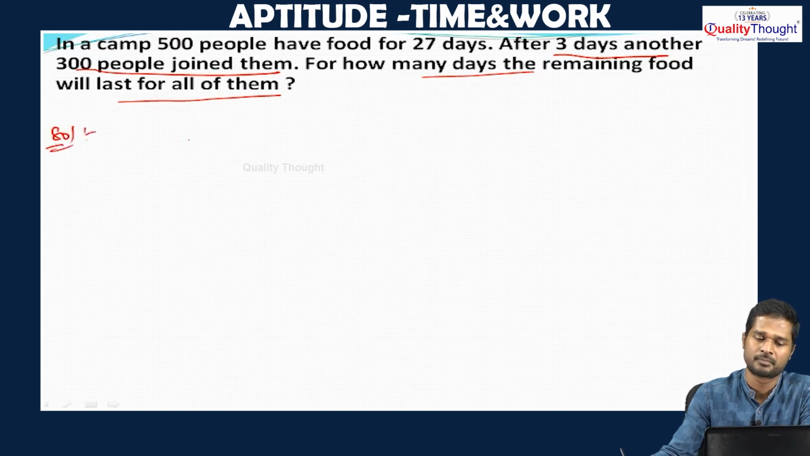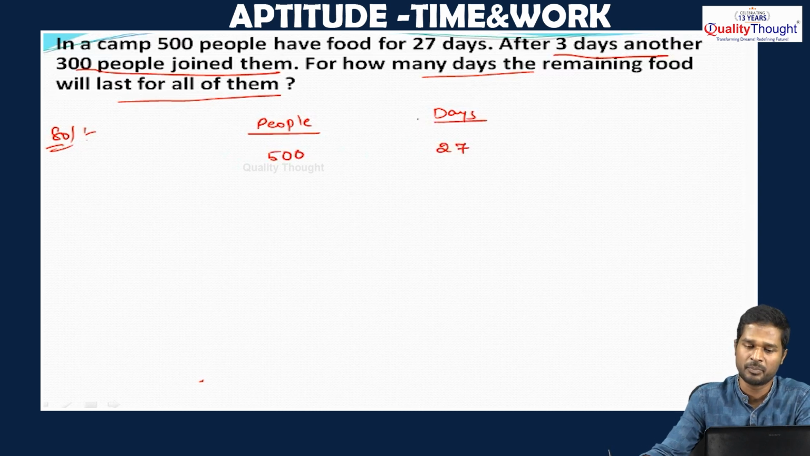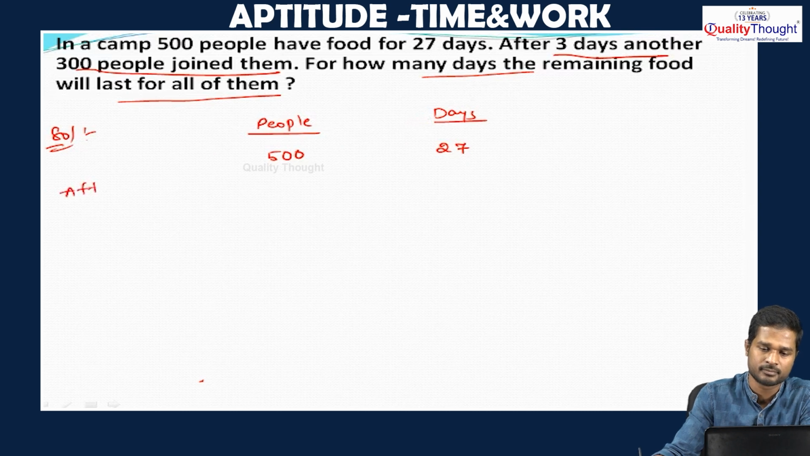How will we do this? We will see this. See, initially we have a total of 500 people. So let us write here people and I will write here days. So originally we have 500 people. For 500 people the food will come for 27 days.